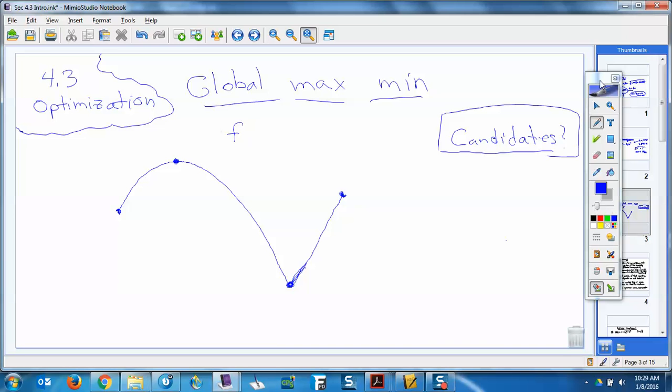And so what this is about is called optimization. Now, optimization is just a fancy name for global max min. Optimization means, in this problem, what's the optimum solution? So if we're talking about profit, the optimum would be what? The maximum, right? If you're talking about, in a business example, your expenses, your cost, then the optimum would be a minimum, right?